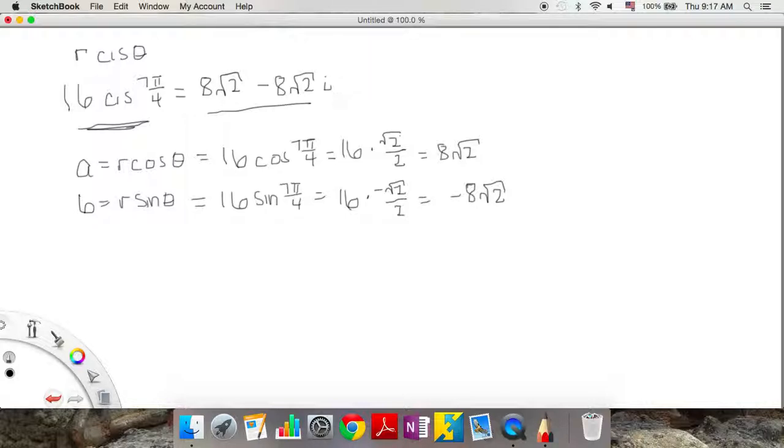Now, we want to check this and make sure we have our signs all right. 7 pi over 4 is down here, which means our real part should be positive and our imaginary part should be negative, which is what we ended up with, so we're good.